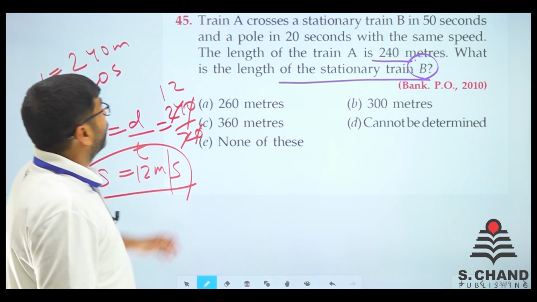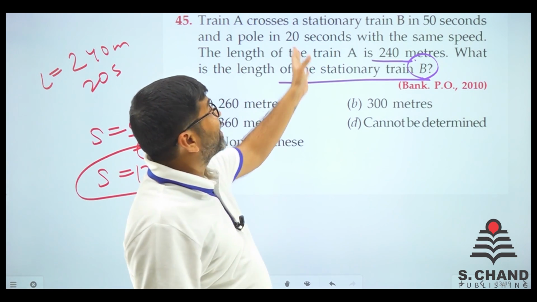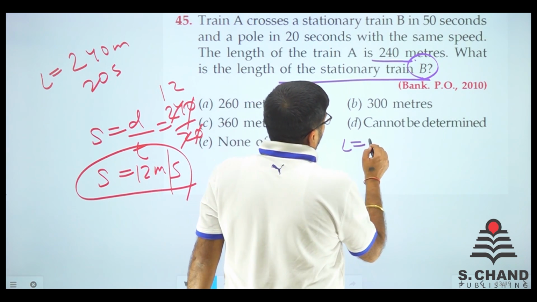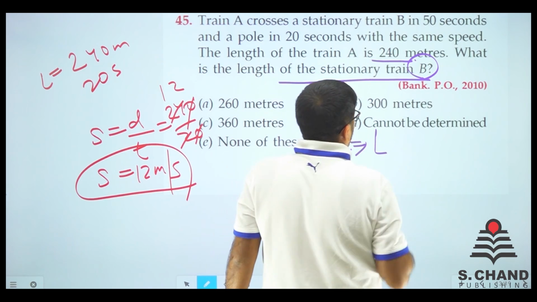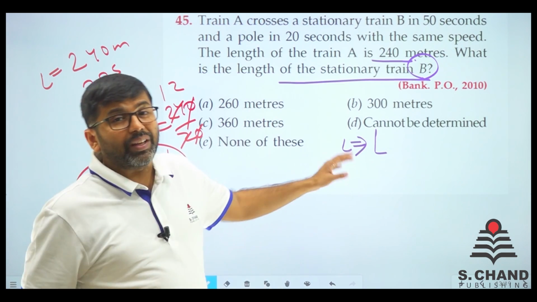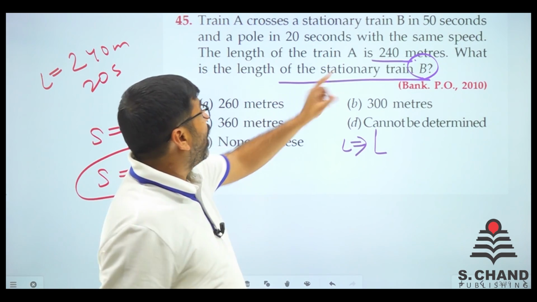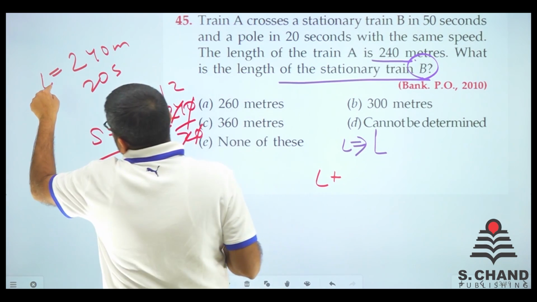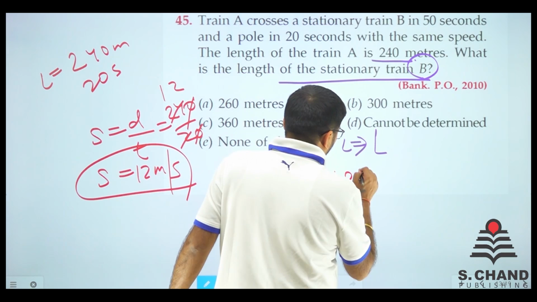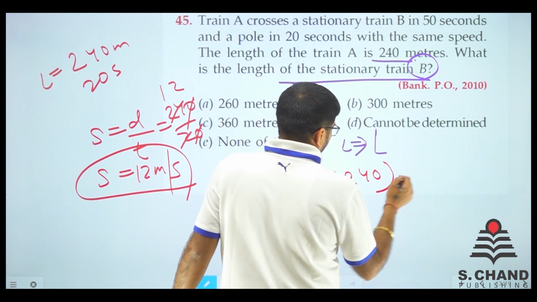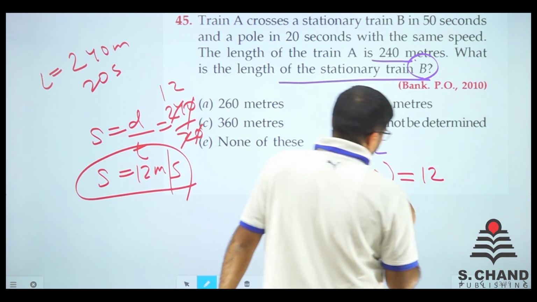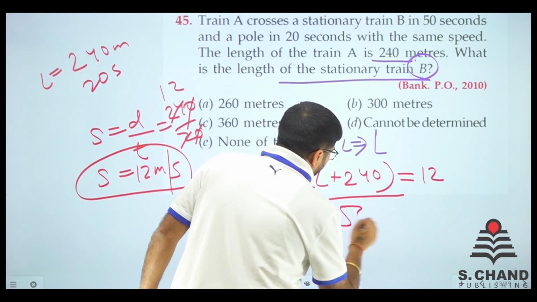We have the speed. Now train A crosses the stationary train in 50 seconds. So let the length of the stationary train be L, right? So we have total length. Now we need to cross this L plus the length of the train, that is 240, and the speed is equal to 12 meter per second and the time is 50 seconds, right?